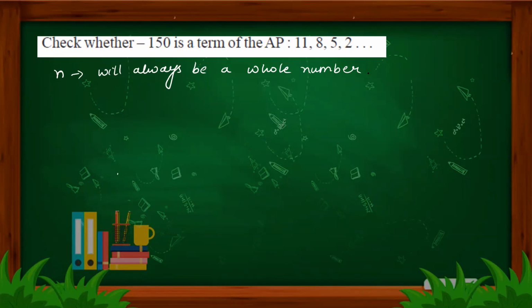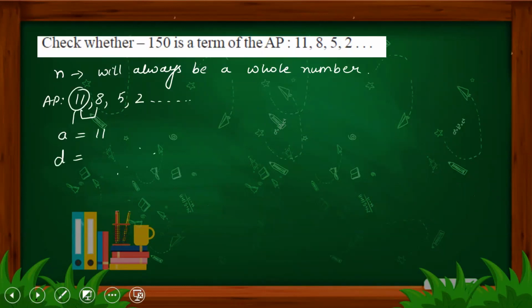Okay, so let us see what all is given. What is the AP? The AP is 11, 8, 5, 2, and so on. So your A, the first term, is equal to 11. D, the common difference, is 8 minus 11, which is minus 3. 5 minus 8 is minus 3. So D is minus 3. N we have to find. N we don't know. And the term we need to check, put that term as AN. So AN or TN is equal to minus 150.